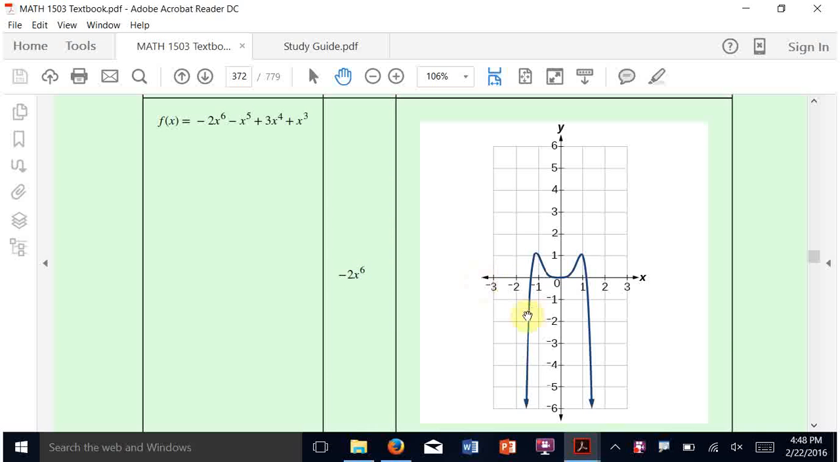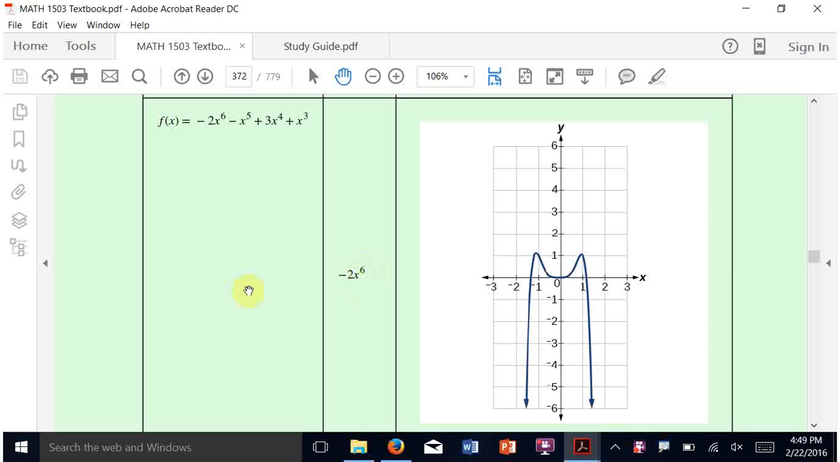You'll also notice that you might have some turning points here, and in this case you can have as many as 5 when the exponent is 6. 6 minus 1 is 5. So the number of turning points is 1 less than your degree. You'll notice it's having the same behavior. In this case, it's going to negative infinity on both ends. The same behavior because it's an even exponent.